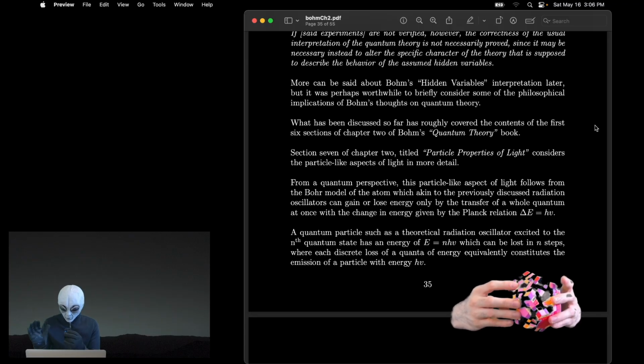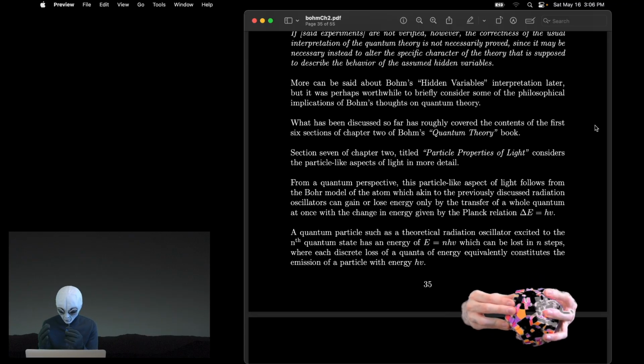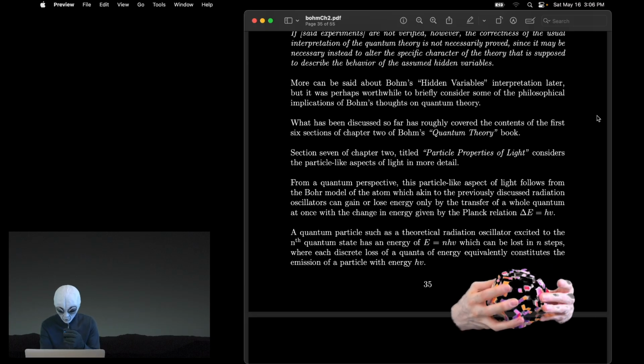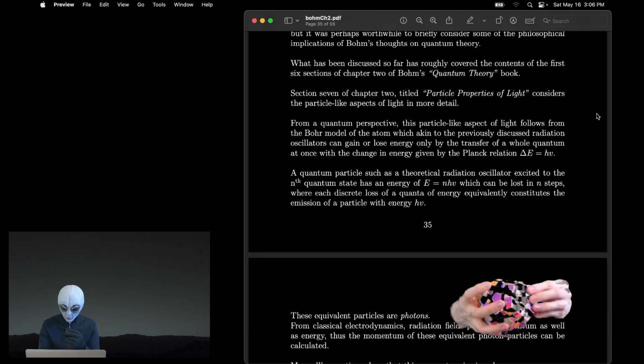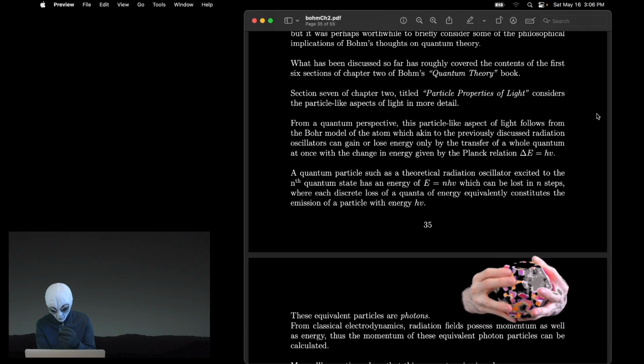More can be said about Bohm's hidden variables interpretation later, but it was perhaps worthwhile to briefly consider some of the philosophical implications of Bohm's thoughts on quantum theory. What has been discussed so far has roughly covered the contents of the first 6 sections of Chapter 2 of Bohm's quantum theory book.